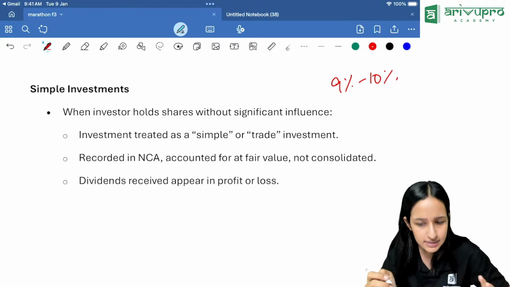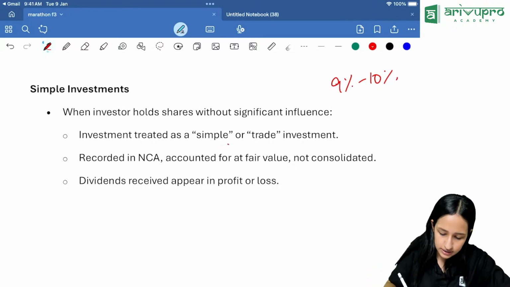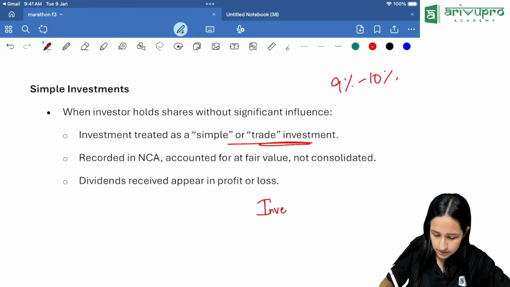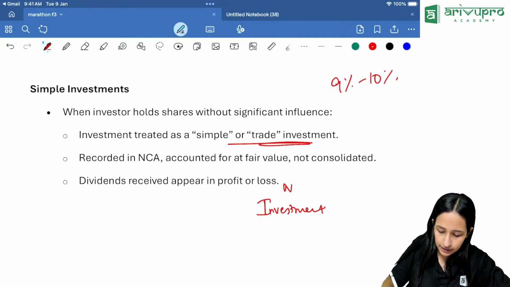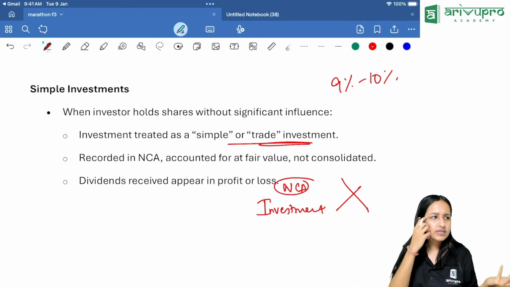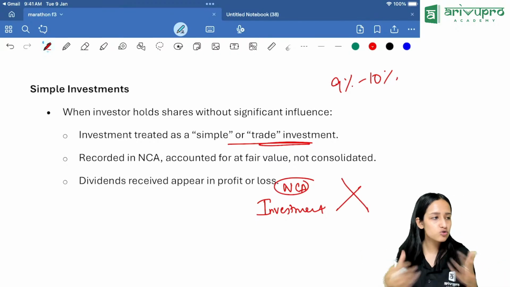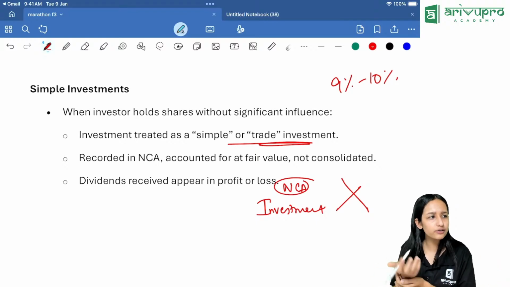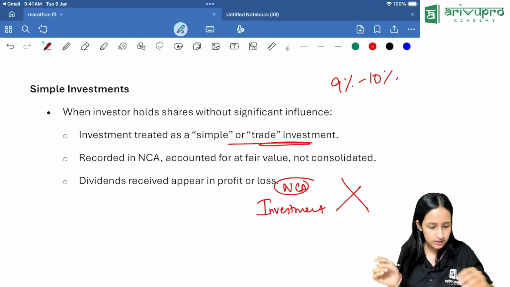How do you treat it as a simple investment? You just take it as investment under your NCA, non-current assets. You do not consolidate the amounts. Again, obviously associate you didn't consolidate. This also there is no chance you consolidate because this is only 9 to 10% of the amount. Got it?